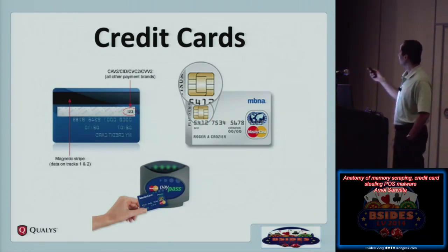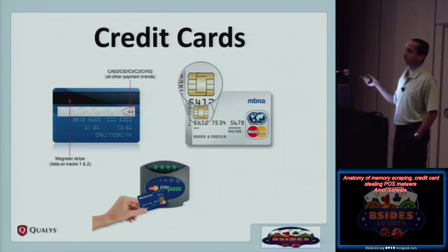So there are two CVV numbers. One is on the card in the magnetic stripe, and one is written on the back of the card. And these two numbers are different. So for now, let's just go with that.